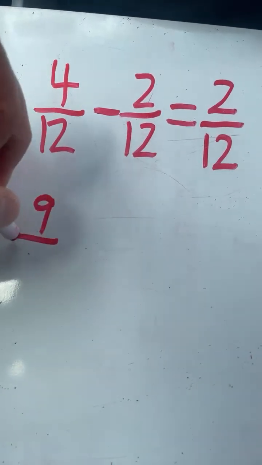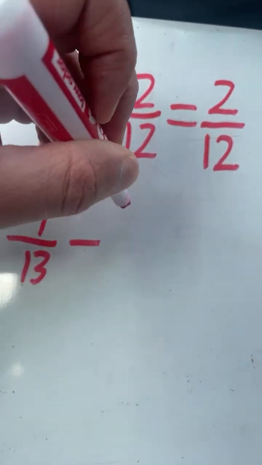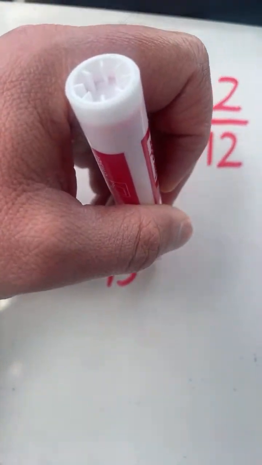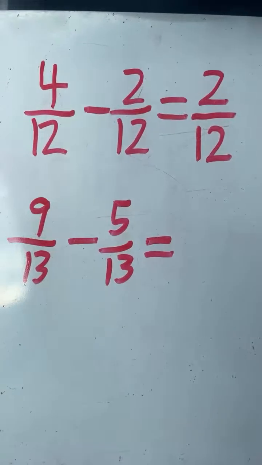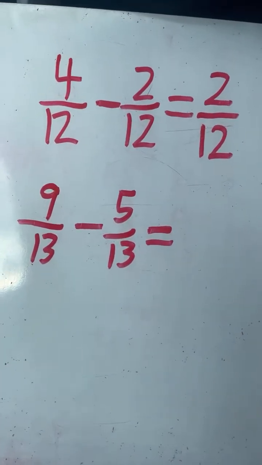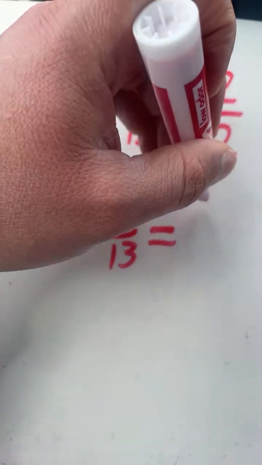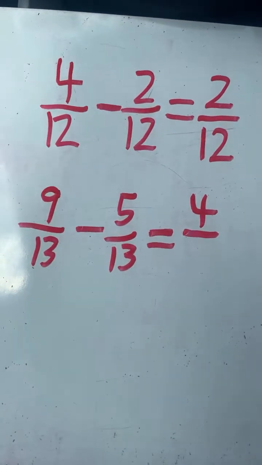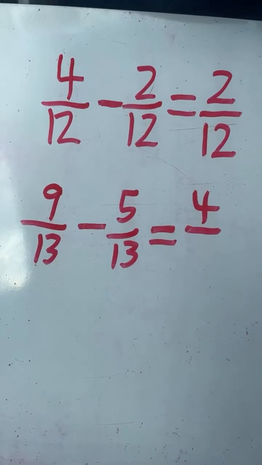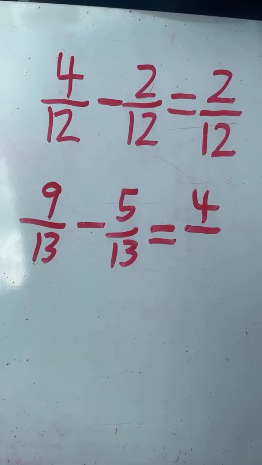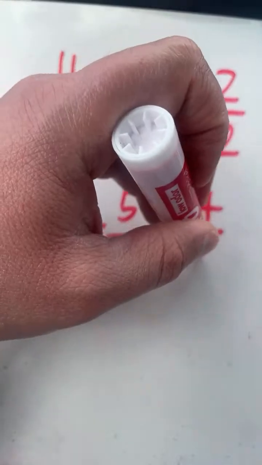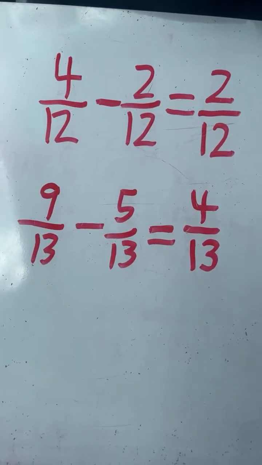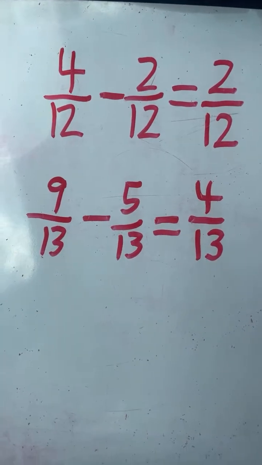Next example problem, 9/13 minus 5/13. Step 1, we subtract our numerators. 9 minus 5 equals 4. Step 2, we keep our denominators the same. The denominator, the bottom number in both fractions we're subtracting, is 13, so it's going to be 13 in our answer. 9/13 minus 5/13 equals 4/13.